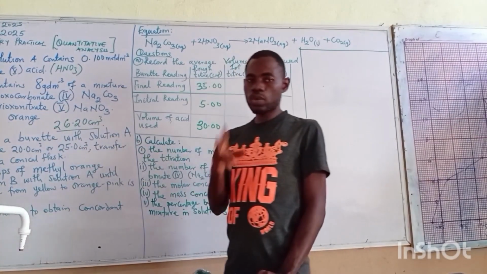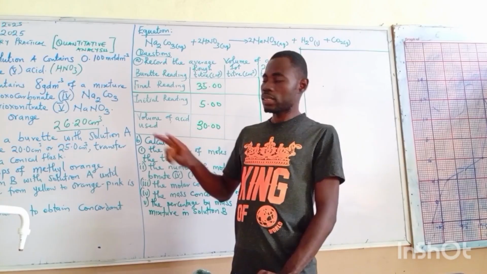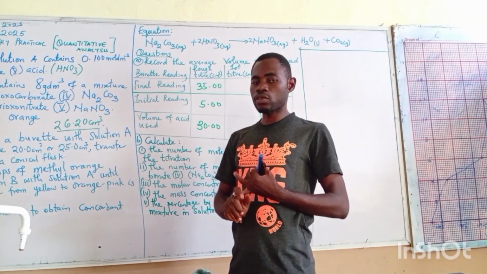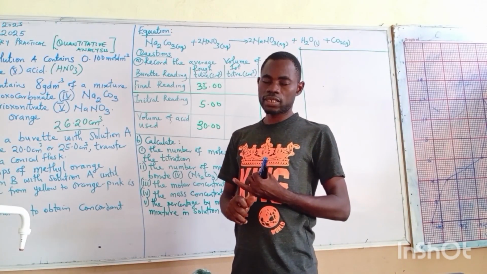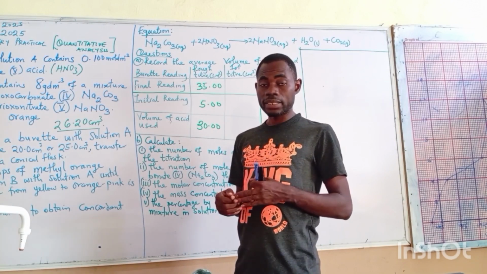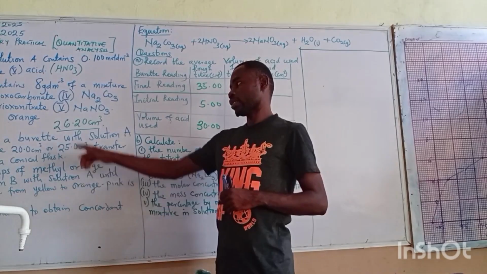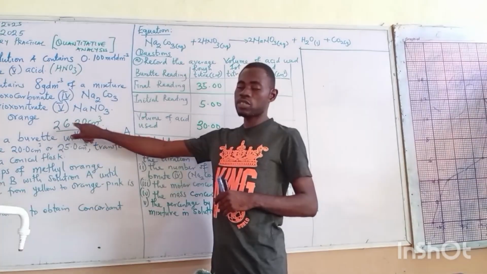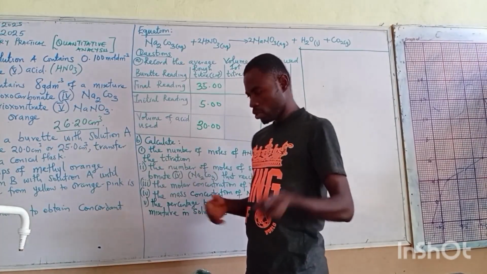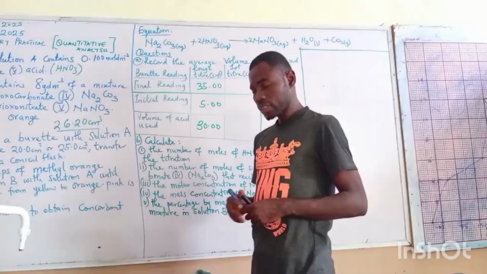Now let me show you, I did it twice. The first time I did it, I got 26.1, and the second time I did it, I got 26.3. So I'll find the average, and the average gave me 26.2. But let me write it the way I got it.